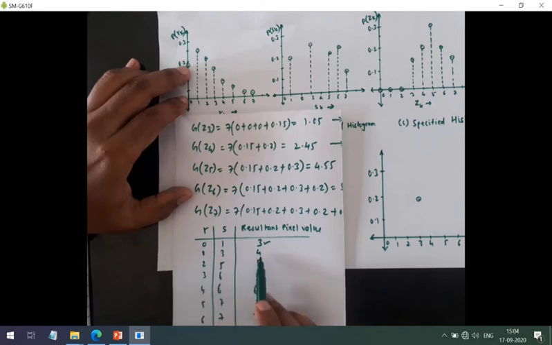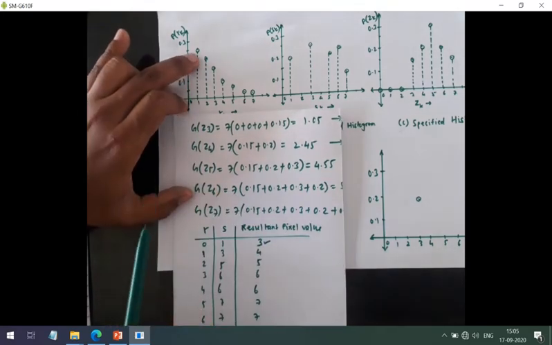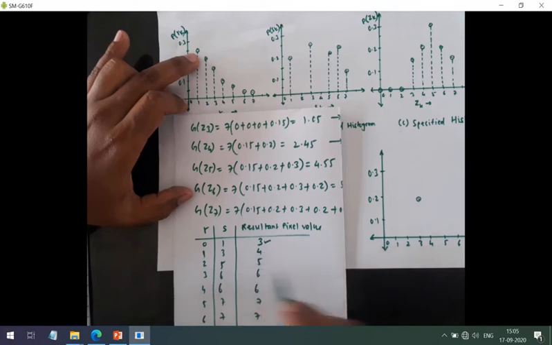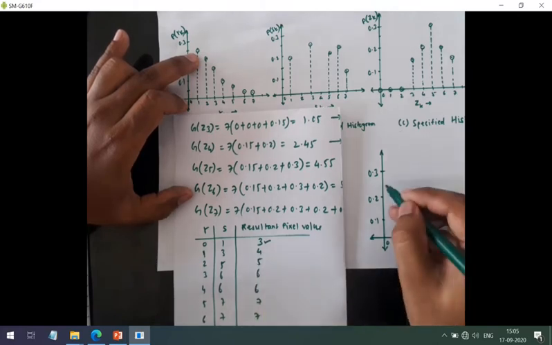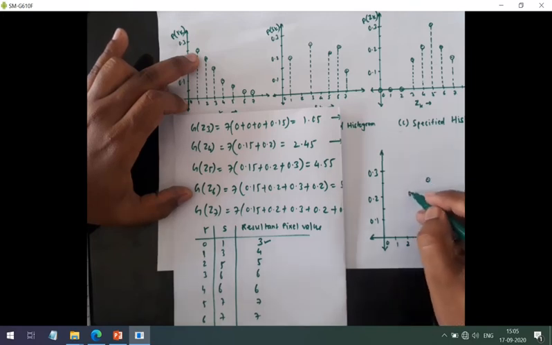Then 1 is mapped to 4. How many pixels were there with intensity 1 in the input image? It was 0.25. Now they were mapped to intensity 4. So for 4 we have to map 0.25. So this was 0.19, 0.25.